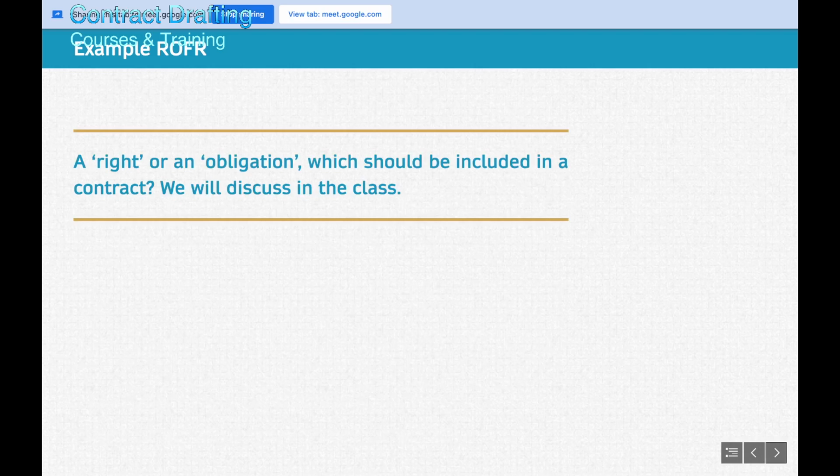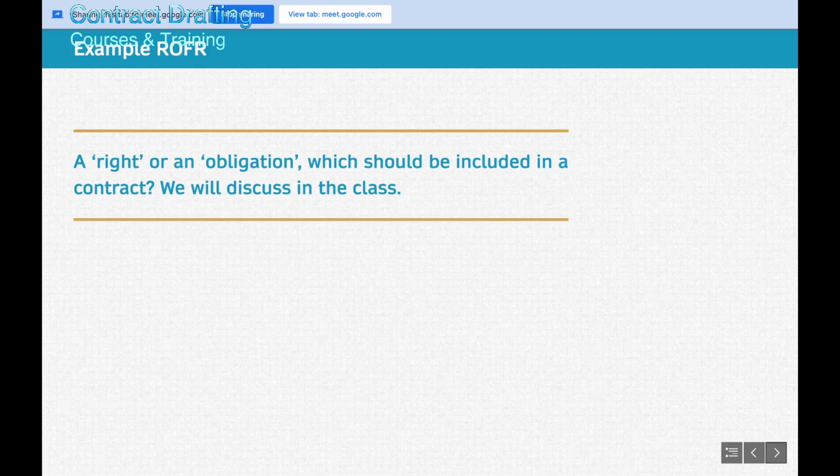Okay. So, as I stated earlier, we have to think whether we should have a statement in the form of a right or whether we should have a statement in the form of an obligation.